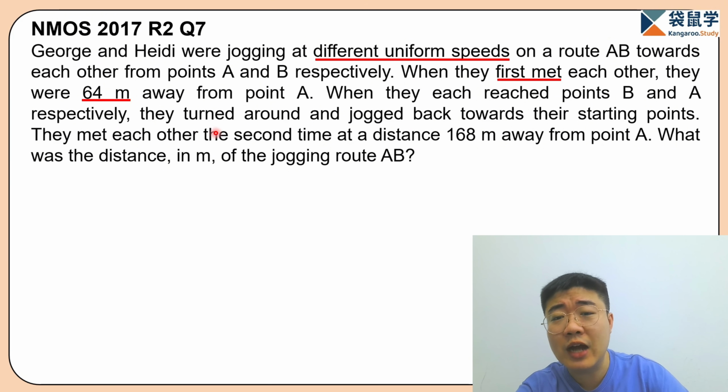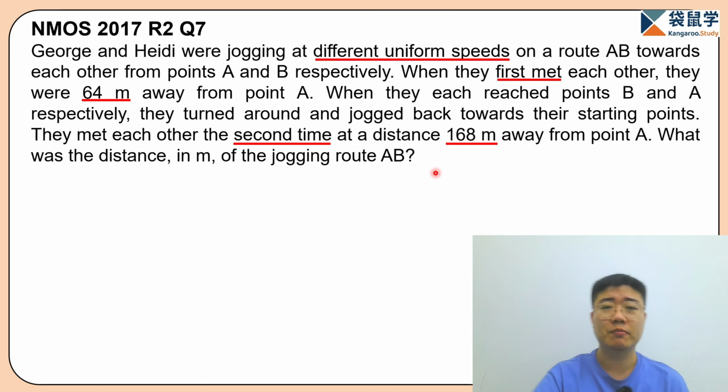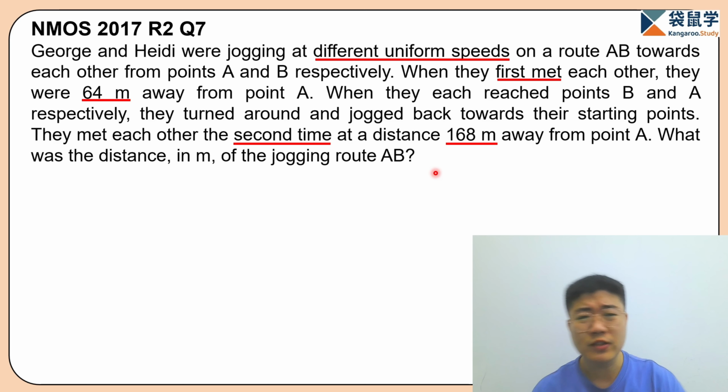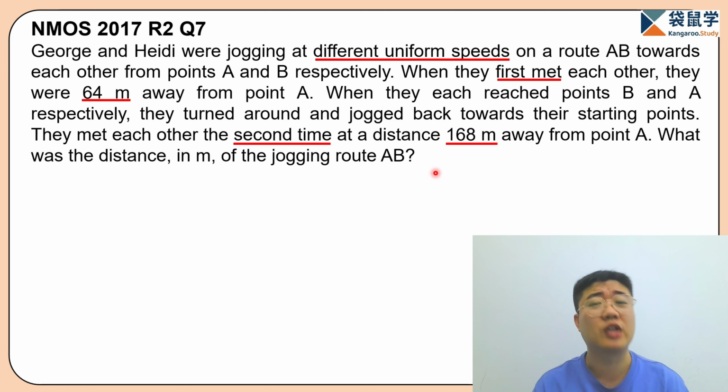Now, they met each other the second time at a distance 168 meters away from the point A. So they're asking what is the distance in meters of the jogging route AB. After reading the question, we can see the motion between them keeps on changing. At first, they travel towards each other, then later away from each other, then travel towards each other again.